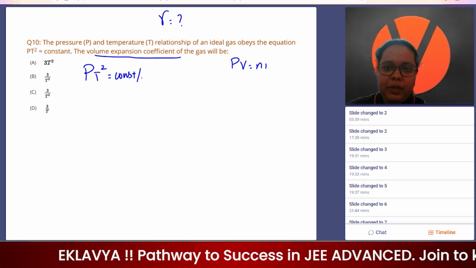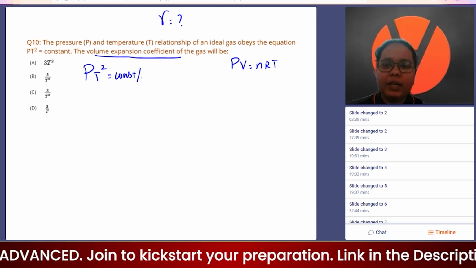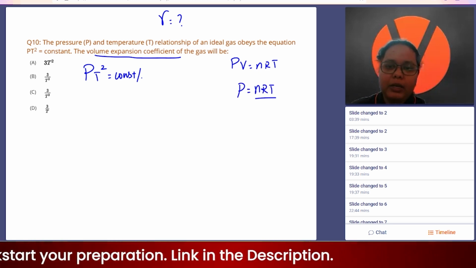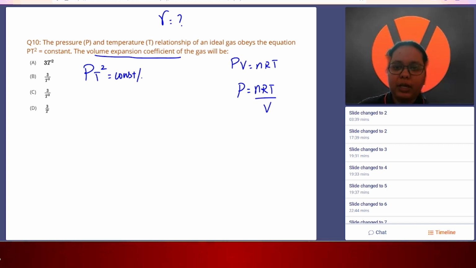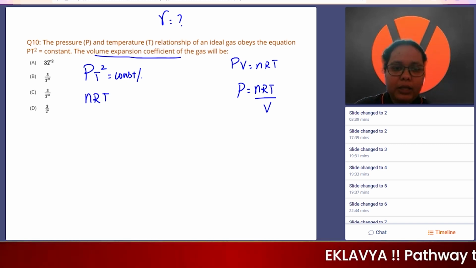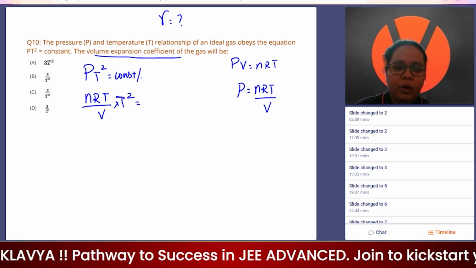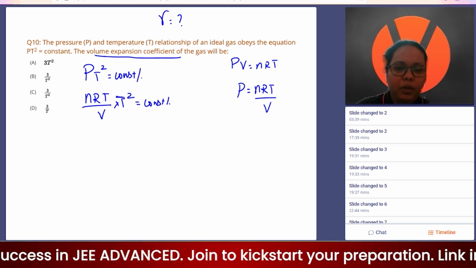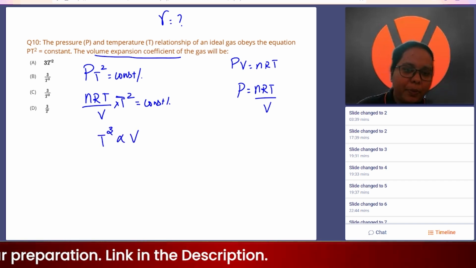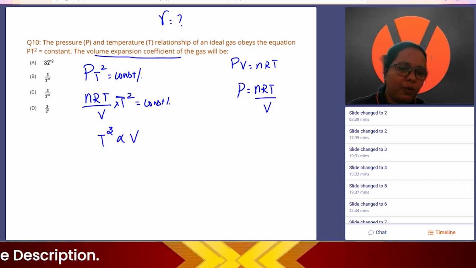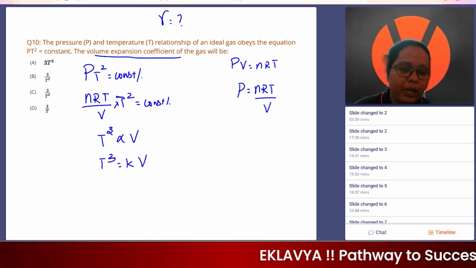So what we know, PV is equal to nRT. Fine. So if PV is equal to nRT, then P is nRT by V. Could you please substitute the same expression here? So nRT by V into T square is going to be constant. Shall I write it as T cube is proportional to V? So T cube is equal to KV.